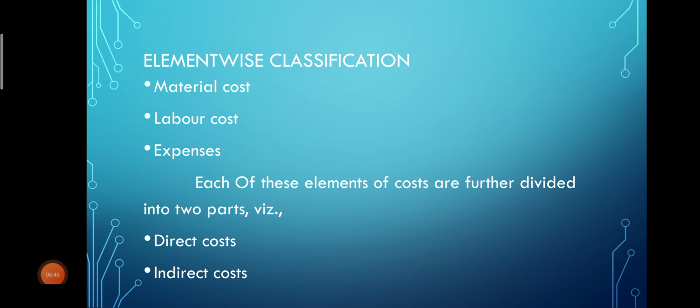Now an example of direct labor cost is stitching charges paid to a tailor. The tailor is involved in stitching the cloth, so he is direct labor. Whatever charges you pay to him will be called direct labor cost.